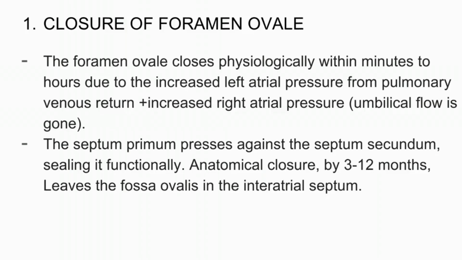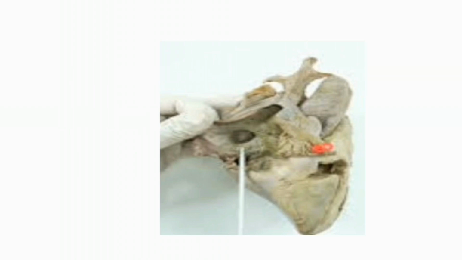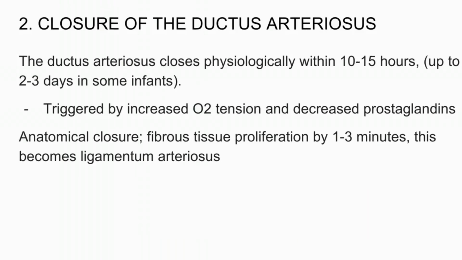Then anatomically, the foramen ovale closes by 3 to 12 months, leaving the fossa ovalis in the intra-atrial septum. This is the fossa ovalis in the intra-atrial septum of the heart. So this is what is formed from the closure of the foramen ovale. Then number two, closure of the ductus arteriosus.